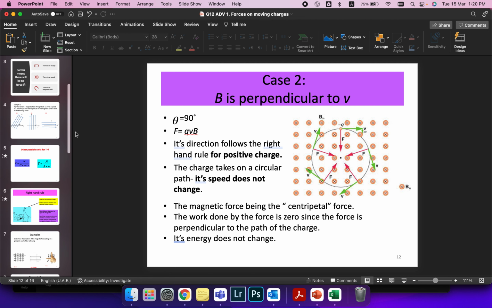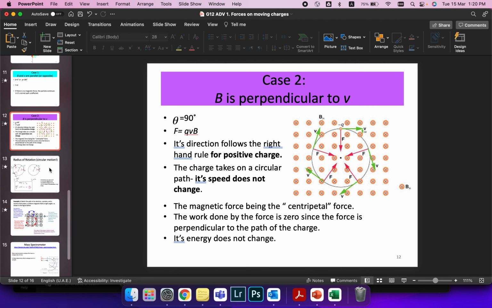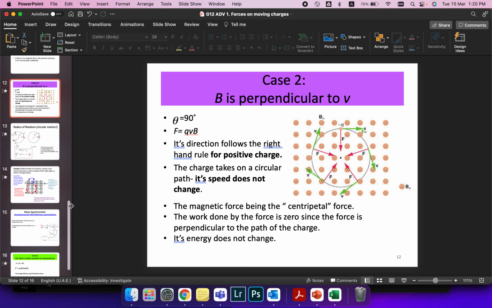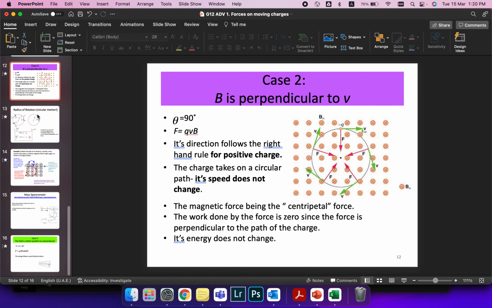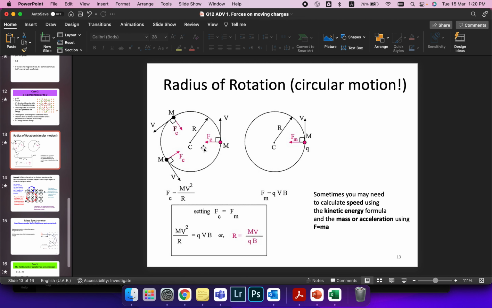So for grade 12, what you need to be able to do is find the radius of rotation. So I'm going to explain these things for grade 12, and I'll quickly show you that now. So grade 10, you do not need to watch this part of the lesson. So for grade 12, what you need to know is find the radius of rotation. So we know it is going in a circular motion. You will maybe need to calculate the radius.